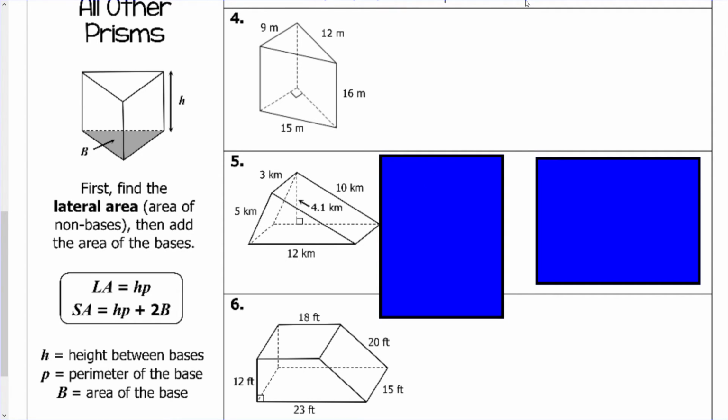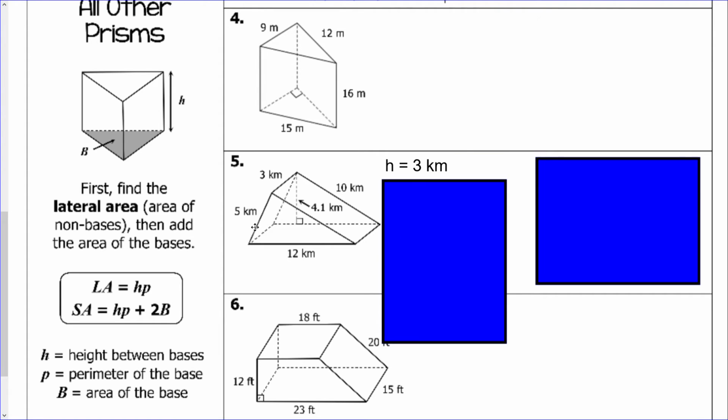Okay, now with this example, we're starting by identifying what our stuff is in these particular numbers, okay? So triangular prism. So we've got a triangle on the front and the back in this case, but those are our bases still. Remember, it doesn't have to be the bottom. And the distance between them is that 3 kilometers. Okay?